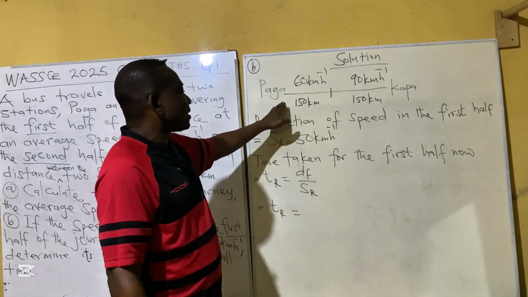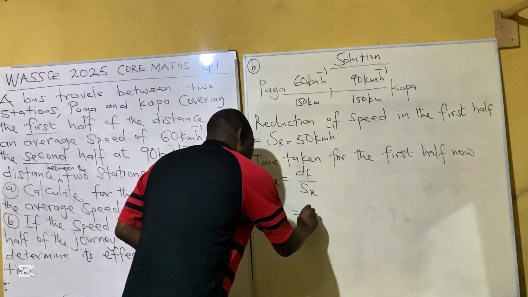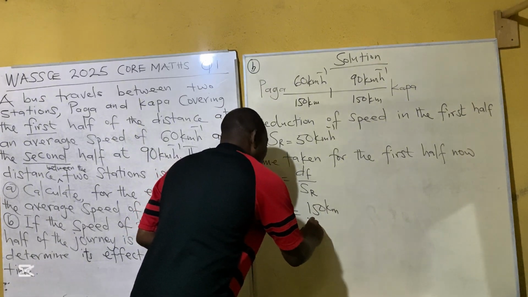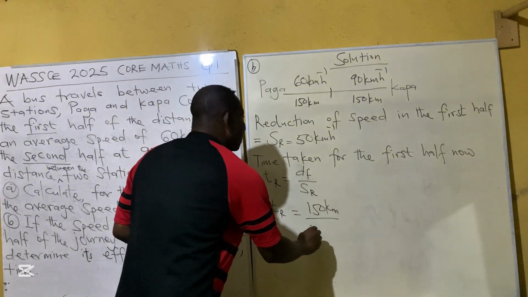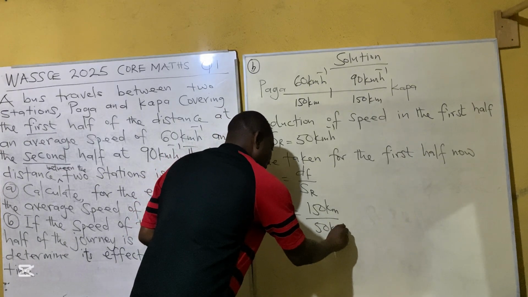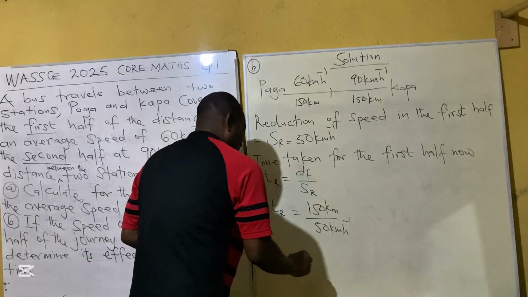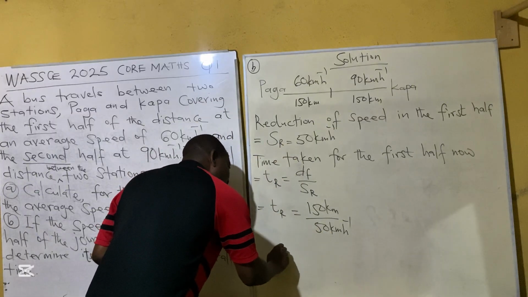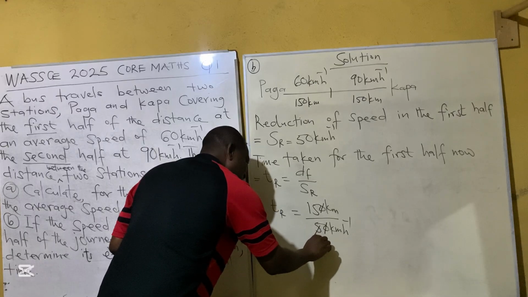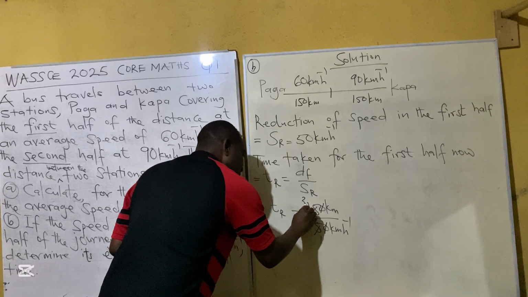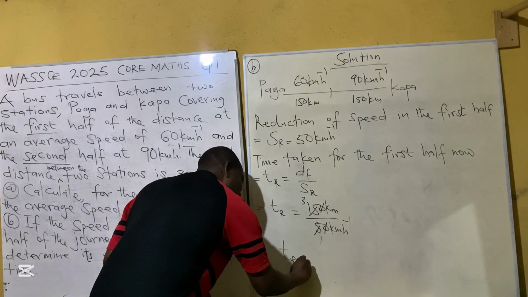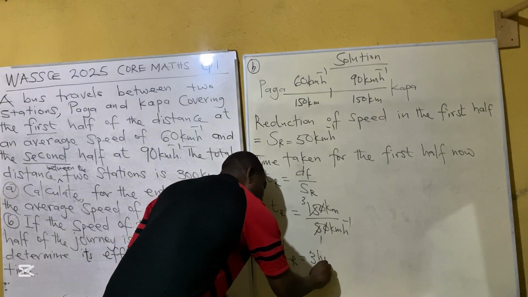Okay, now time taken for the first half now is T1 is equal to distance over speed. Now here the distance is the same, which is 150 kilometers over the speed, which is now 50 kilometers per hour. Okay, so 0 cancels 0, 5 goes into itself 1, 5 goes into 15, 3. So the new time is now 3 hours.